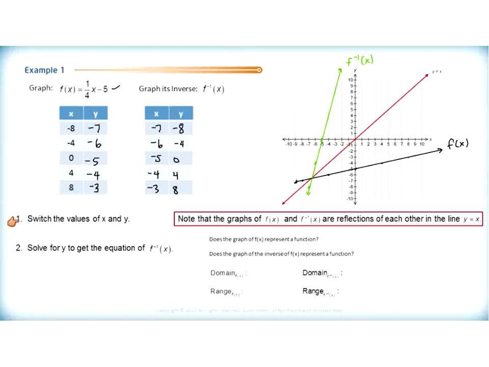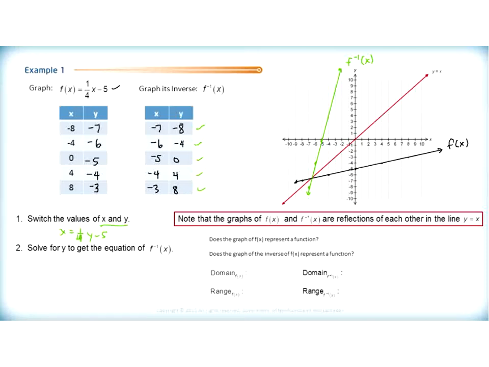If I want to find the equation of the inverse, I simply switch x and y and solve for y. Note I switch x and y because that's exactly what I did in my table of values. I switched x and y. So let's find the equation of the inverse. The original function is y equals 1/4 x subtract 5. Let's switch x and y. I'll have x equals 1/4 y subtract 5. That's switching x and y.